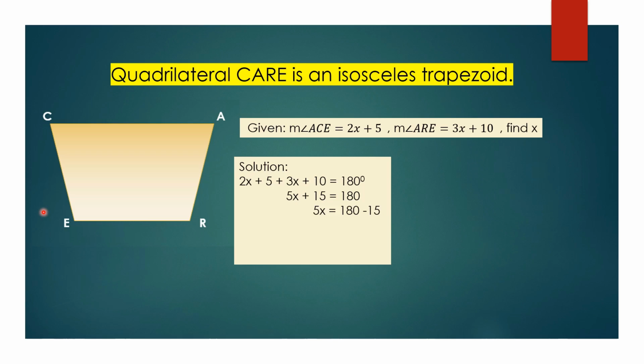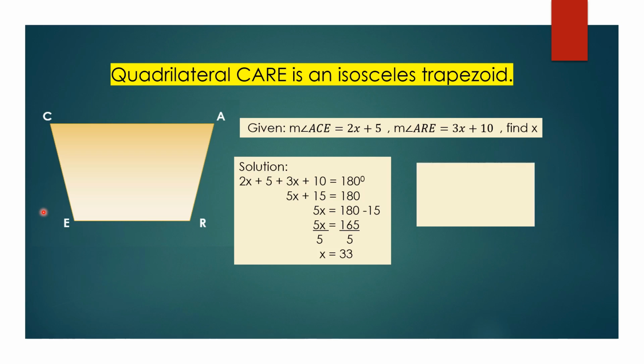Then, applying the addition property of equality, it will become 5x equals 180 minus 15. Then 5x equals 165. Divide both sides by 5. Then x equals 33. Then we will substitute this value of x, which is 33, to the measure of angle ACE, which is 2x plus 5. So it will become 2 times 33 plus 5, and it is 66 plus 5. So the measure of angle ACE equals 71.